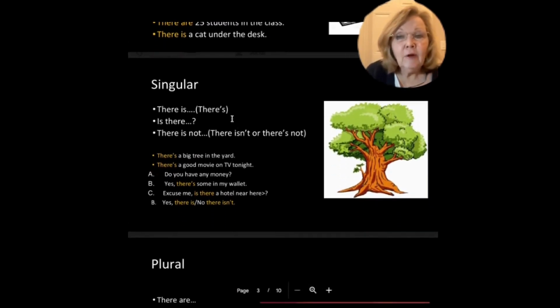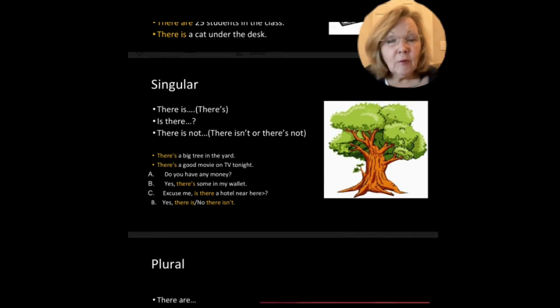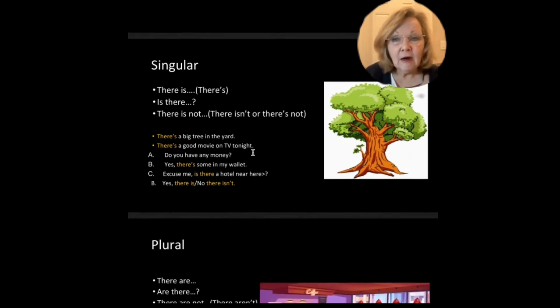In the singular form, we use there is, or the shortened form. Short form would be there's. So remember the apostrophe stands for the i in there is. Question would be, is there? And the negative is there is not or there isn't. There's a big tree in the yard.